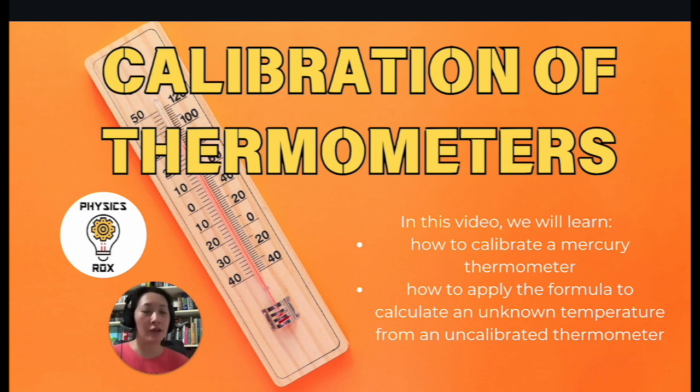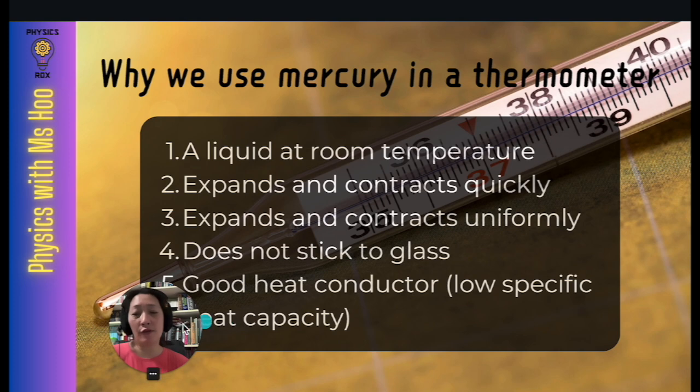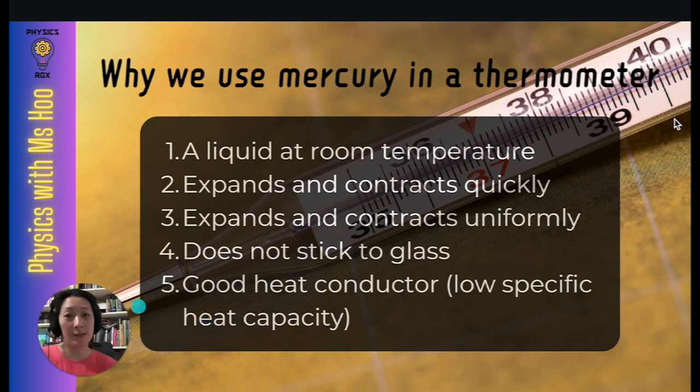Now, if you're wondering what it means by uncalibrated thermometer, we'll get to that in a moment, but first things first, we're going to learn why we use mercury in a thermometer. So mercury thermometers were very popular at one point. Now they're less popular because we found better liquids that we could use, but some of you may still need to learn this in your syllabus. So why do we use mercury in a thermometer?